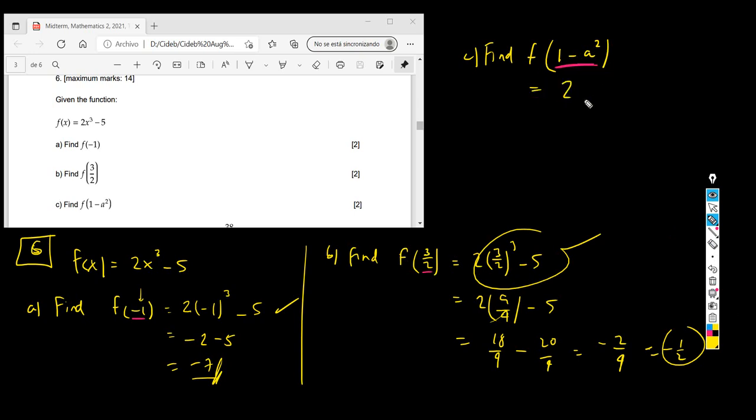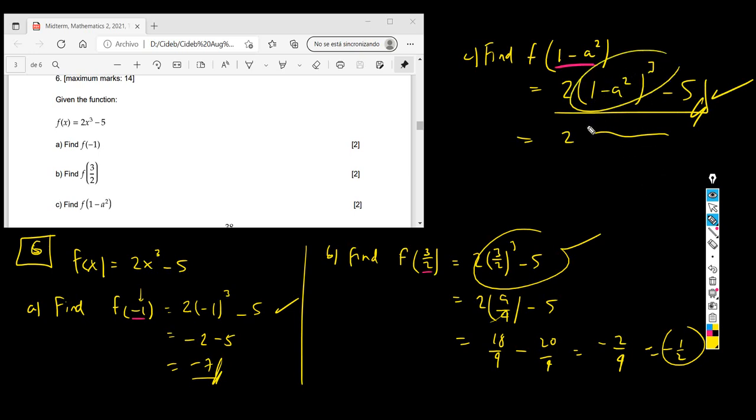This will be equal to 2 times this value to the cube minus 5. That's it. Period. Done. You don't have to continue with the whole thing like raising this to the cube and so on. It's not necessary. You could have, and by the way, some of you did this wrong.